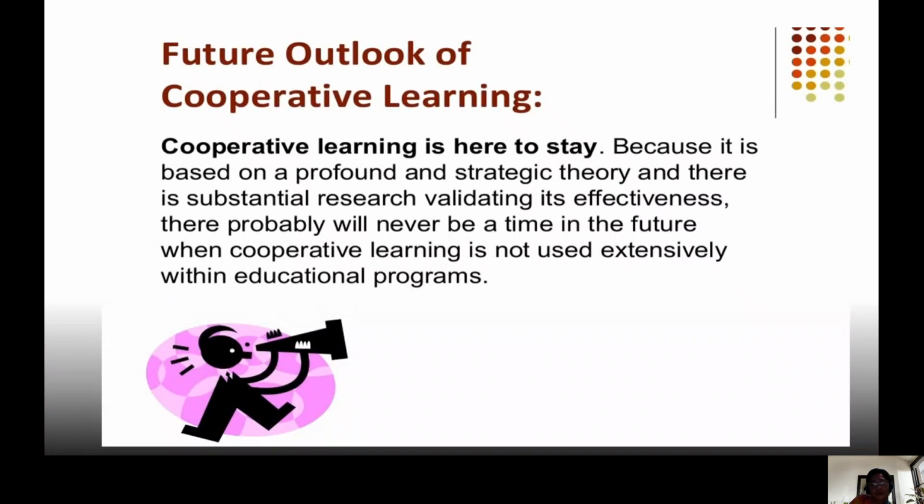So what would be the future outlook of cooperative learning? Cooperative learning is here to stay because it is based on profound and strategic theory and there is substantial research validating its effectiveness. There probably will never be a time in the future when cooperative learning is not used extensively within education programs. So basically, cooperative learning will be part of our education forever, as one of our strategies or methods of teaching.